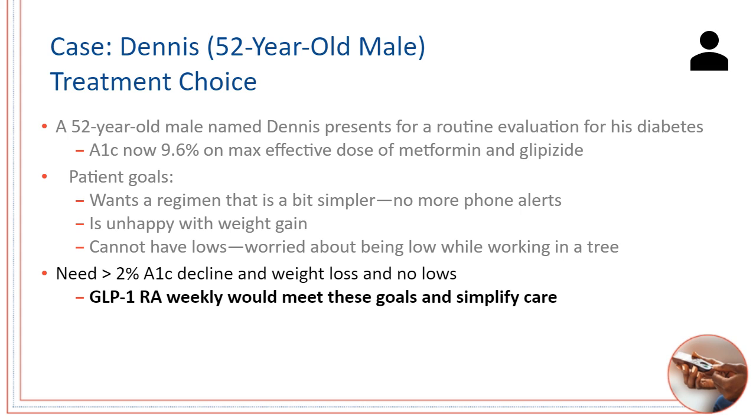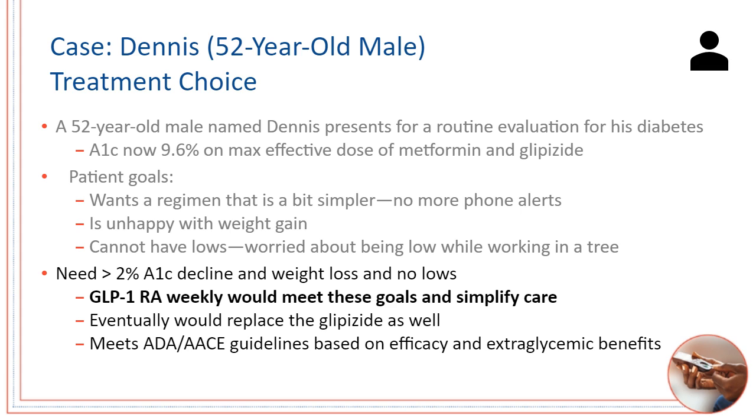Now, I think it's important to recognize that if we're going to do this, he's got an agent that could cause hypoglycemia with his glipizide. So we're going to need to have a strategy where as we bring on the GLP-1 receptor agonist, we might have to decrease the sulfonylurea. And again, I think at an A1C of 9.6, I might overlap them initially, but eventually you might need to think about backing that off. And then I think it also highlights that this kind of treatment would be consistent with both the ADA and the ACE guidelines, because we're meeting not only the efficacy goals, but we're also meeting the extra-glycemic benefits.